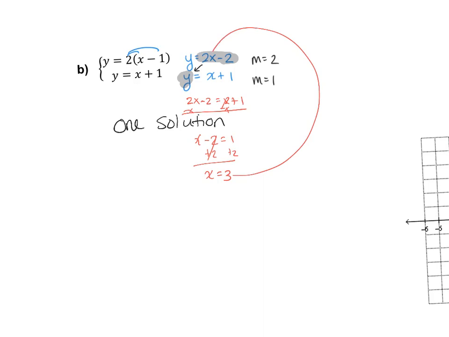And then you plug that back into the original equation. y equals 2 times 3 minus 2. So y equals 6 minus 2, or y equals 4. Write that as an ordered pair, (3, 4). It didn't ask for the one solution, but I just wanted to show you.